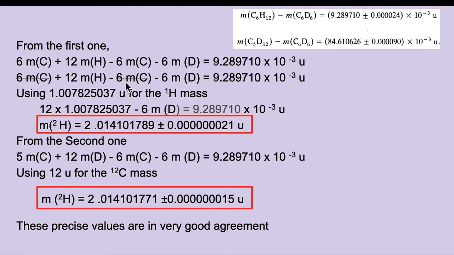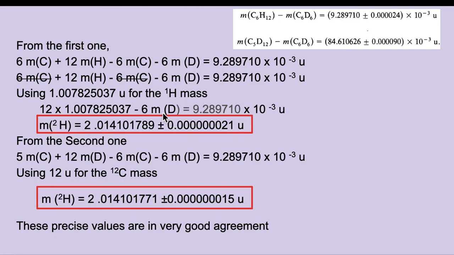Here the 6C and 6C cancel. So it is 12 mass of hydrogen minus 6 mass of deuteron is this value. And now you can use this number, which is known to us: 1.007825037 U for the hydrogen mass, the H1 mass. We are actually not using the mass number 1 here. So 12 into that number minus 6 is this one.